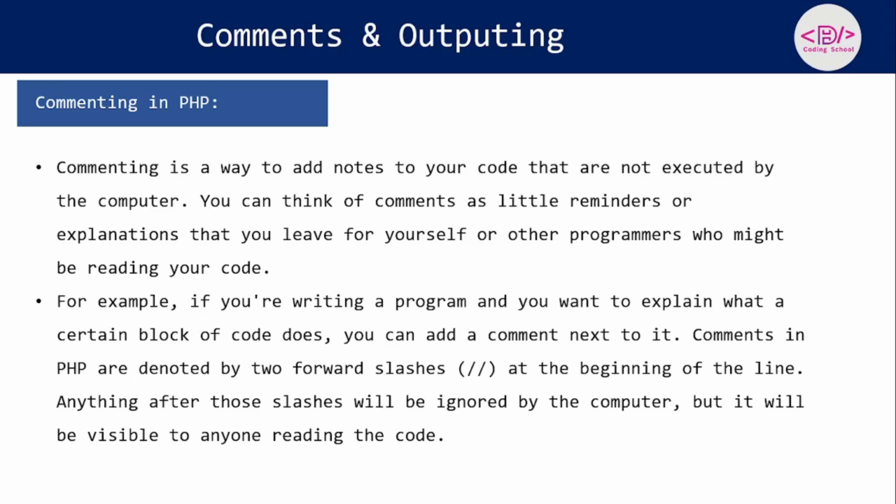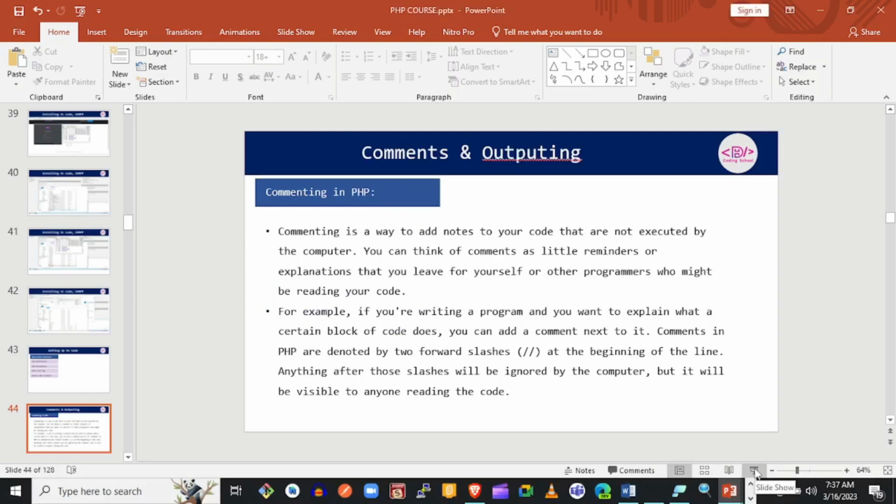And I think this is a pretty good explanation of why you even need commenting in the first place. For example, if you're writing a program and you want to explain what a certain block of code does, you can add a comment next to it. Comments in PHP are denoted by two forward slashes at the beginning of the line. Anything after those slashes will be ignored by the computer, but it will be visible to anyone reading the code.